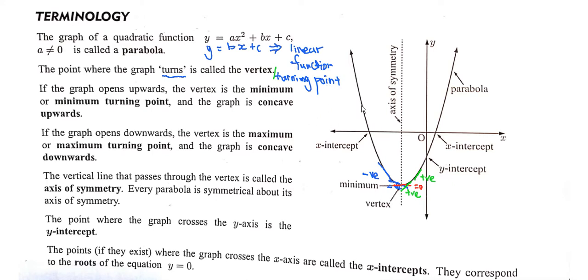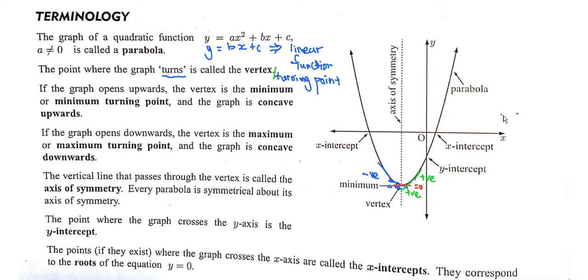If you look carefully at this, the lowest point of y for this whole quadratic function happens at this point here. That's the lowest you can go for the y value. So this is the minimum turning point. We say that it is concave upward, I mean this shape here. Concave upward. Now, if the graph opens downwards, what is it referring to?